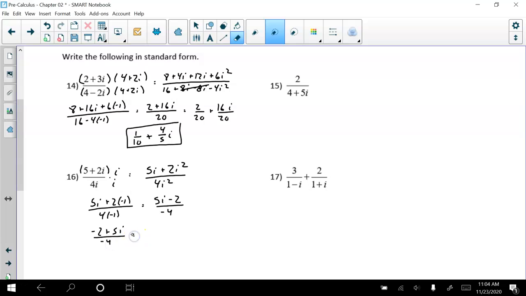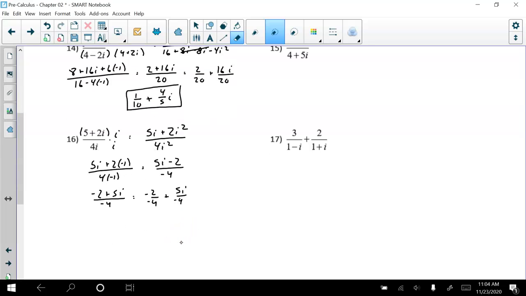Now each gets its own denominator. Negative 2 over negative 4 plus 5i over negative 4. So when we rewrite this, negative 2 over negative 4 becomes a positive 1/2, and a positive divided by negative is going to be minus 5/4 i. And there is our answer.